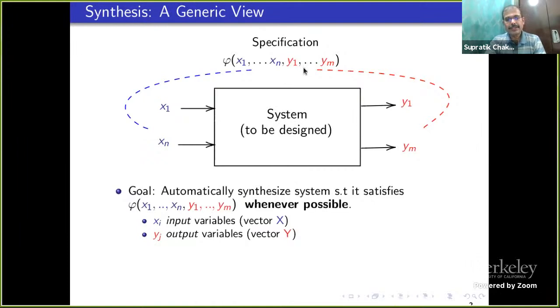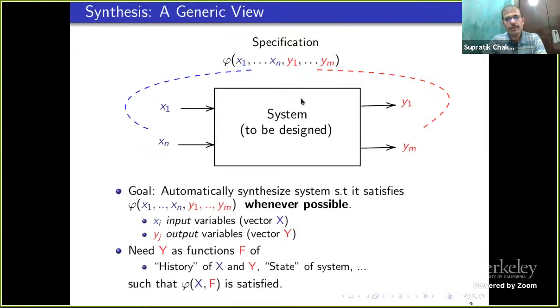But there is an interesting twist here: sometimes specifications are such that you may not be able to satisfy them for all possible inputs. And so we say that you synthesize a system such that the specification is satisfied whenever it is possible. I'm shortly going to give you some examples of this.